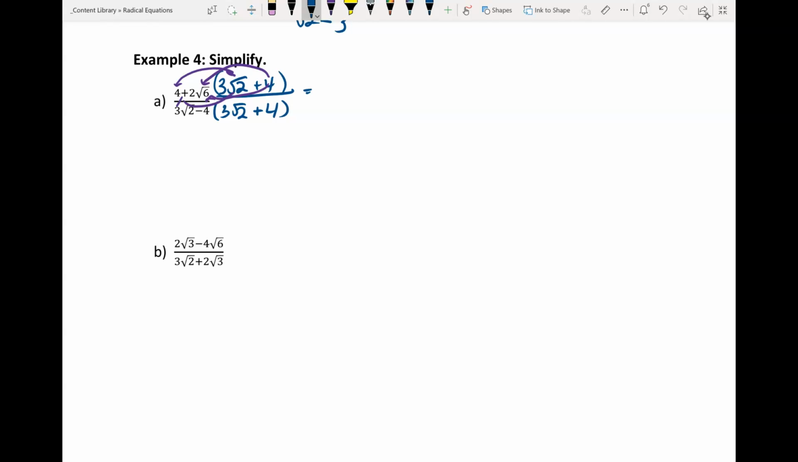So the first one we have 4 times 3 root 2, which is 12 root 2. Then we have 4 times 4, which is 16. We have 2 root 6 times 3 root 2. So 2 times 3 is 6. Root 6 times root 2 is root 12. And then last we have 2 root 6 times 4, which is 8 root 6.